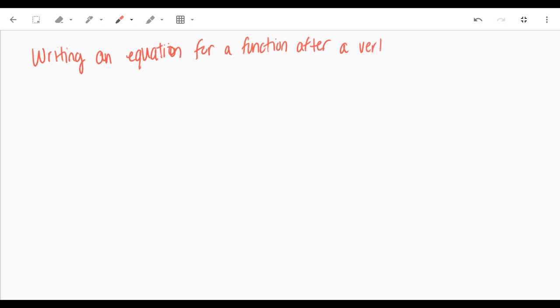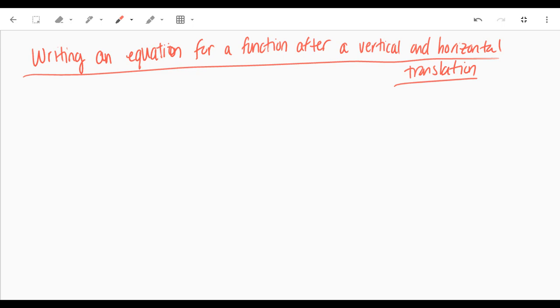Okay, our last one for transforming, I think, is writing an equation for a function after a vertical and horizontal translation. So same idea again, but now you have the graph and you give the equation. Another thing you did in Algebra 2. Isn't this fun?